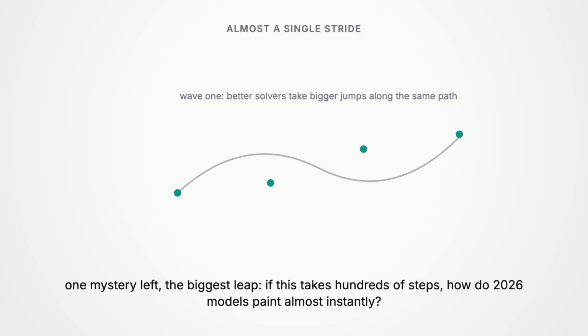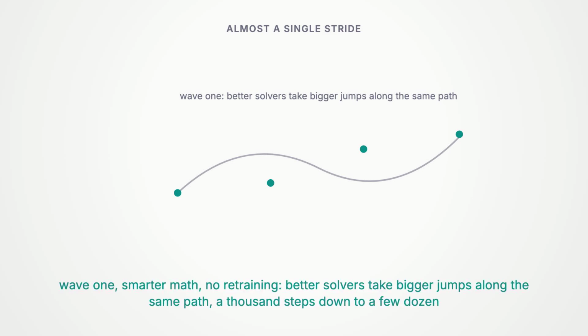There is one mystery left, and it is the biggest leap of all. If this takes hundreds of denoising steps, how do 2026 models paint almost instantly? It came in two waves. First, smarter math without retraining anything. The original recipe needed something like 1,000 steps. Better solvers, clever ways to take bigger jumps along the same path without falling off, cut that to a few dozen with almost no loss in quality.